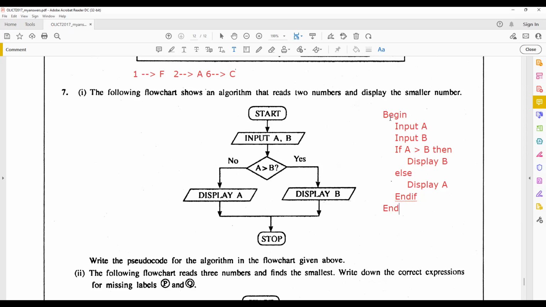So in this answer, you can use either input, get, or read, or you can use display, show, print, or output. That's okay.